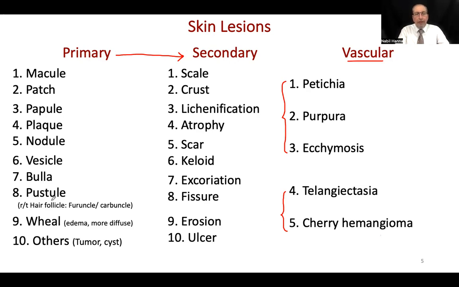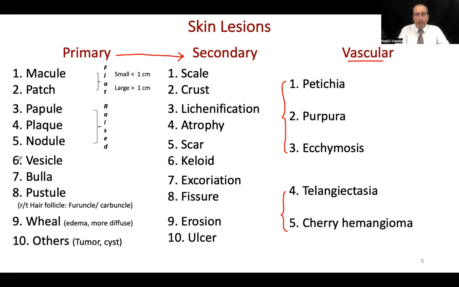We have different primary lesions. Both macule and patch, both are flat lesions. They are not raised on the surface of the skin. The macule is smaller than 1 centimeter. The patch is larger than 1 centimeter. Papule, plaque, and nodule. These three lesions are raised. They are not flat, they are raised.